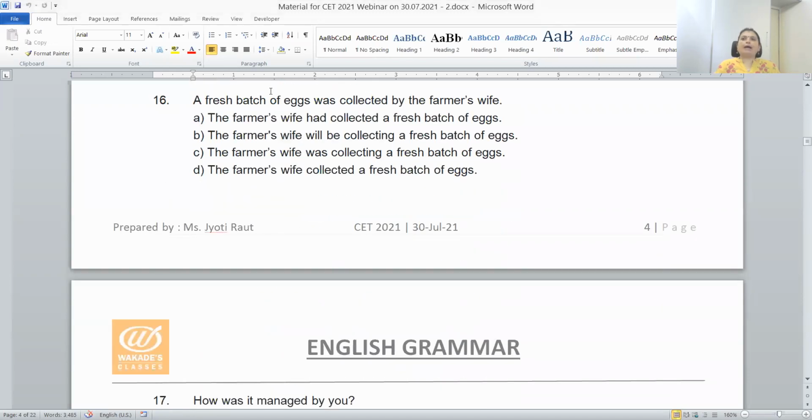A fresh batch of eggs was collected by the farmer's wife. Children, which is the correct option? Option D. Yes, option D is the right option. The farmer's wife collected a fresh batch of eggs. Let's move on to the next one.